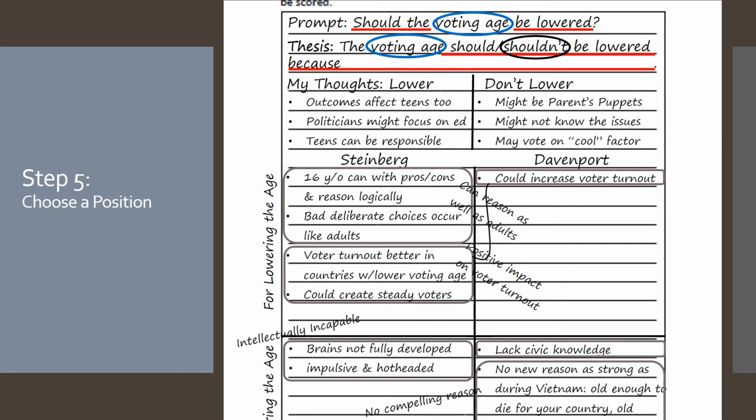Now, this doesn't sound like a really great thesis statement. The voting age shouldn't be lowered because, and then listing off my reasons. That's called a pronged thesis. And actually what we found is on the FSA, the essays that score the highest are open thesis statements, where they just say the voting age shouldn't be lowered. Of course, they say it in a fancier way than that. And they don't say why. And then as you read their essay, you discover their reasons.